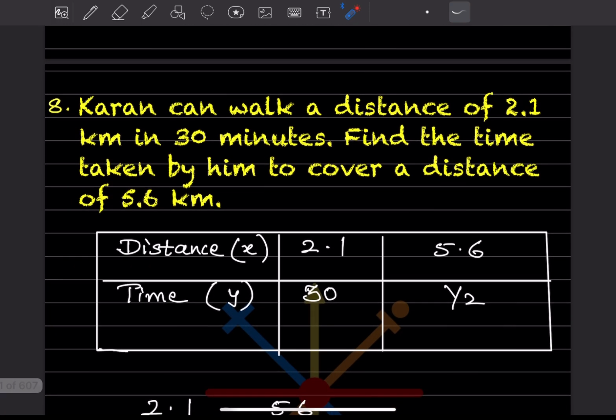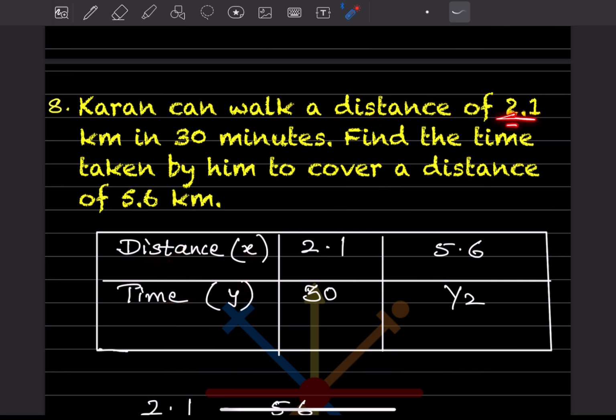So here Karan can walk a distance of 2.1 kilometers in 30 minutes. We have to find the time taken by him to cover a distance of 5.6 kilometers. So now let us see this table. What is the distance and the time given? So distance and time, this will be x and y.